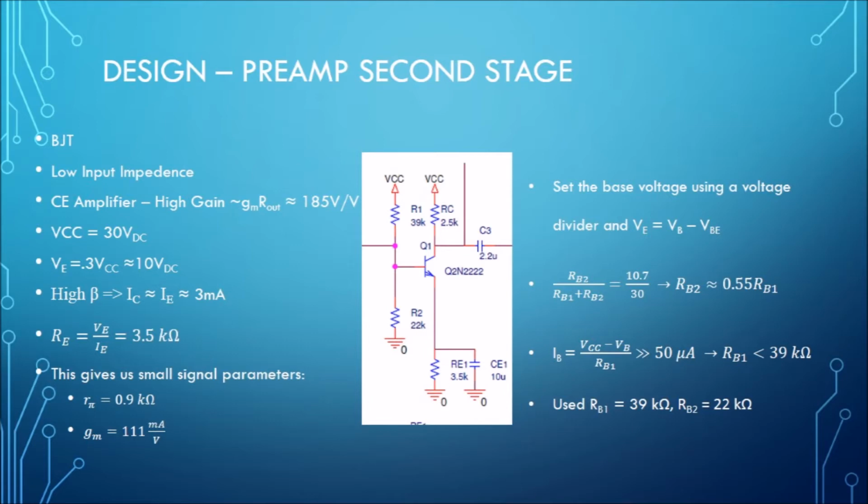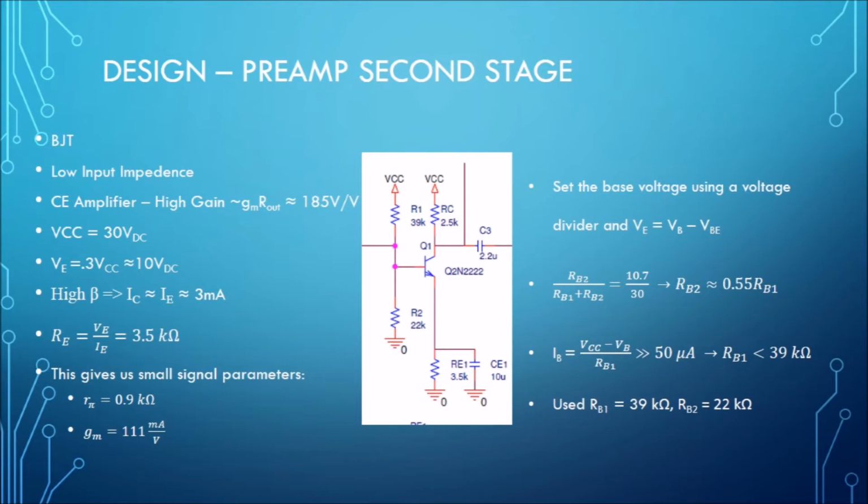This leads to our gain being transconductance times the resistance at the output. So since our RL further down the line is about 5K, this in parallel with the collector resistor gives us about 185 volts per volt of gain.